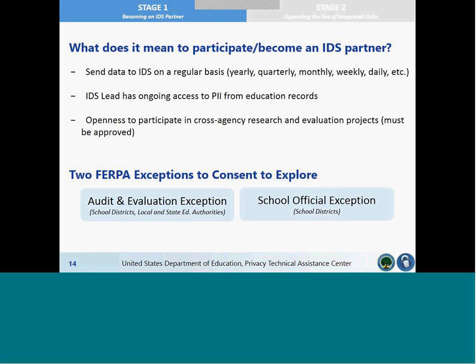The other alternative is the audit and evaluation exception. This allows disclosure without consent for the purposes of auditing or evaluating federal or state-supported education programs. This exception can be used for disclosure without consent by school districts and state and local educational authorities. So more entities can make use of this exception than can the school official exception, but both will work for the establishment of the IDS.